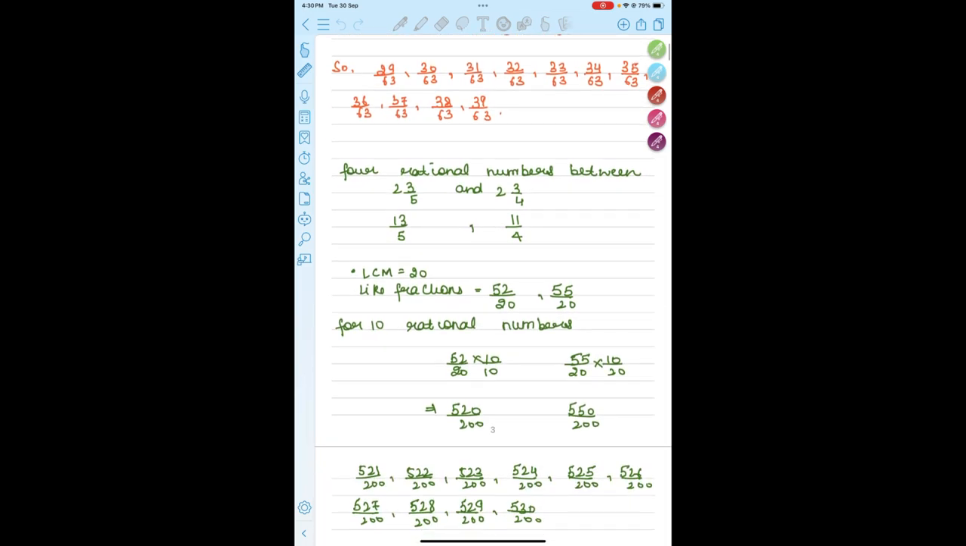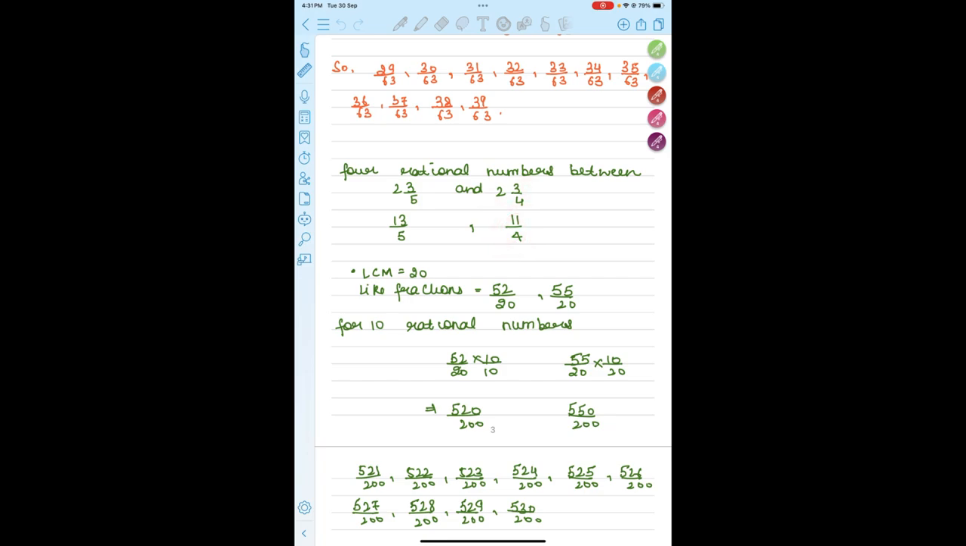Now the next question is that we have to insert 4 rational numbers between 2 3 by 5 and 2 3 by 4. So 2 3 by 5 can be written as 13 by 5, and I'll just explain how. It is 5 into 2, 10. 10 plus 3 is 13. So 13 by 5. And here it is 4 into 2, 8. 8 plus 3 is 11 by 4. So we have to insert 4 rational numbers between these two rationals.